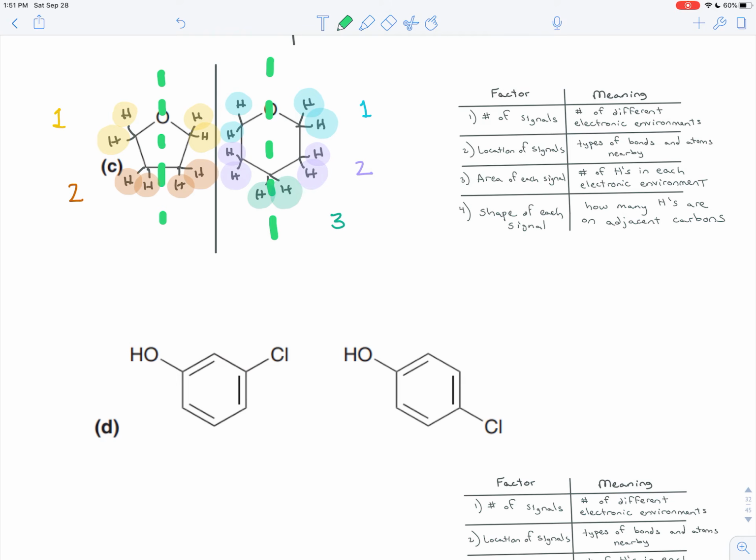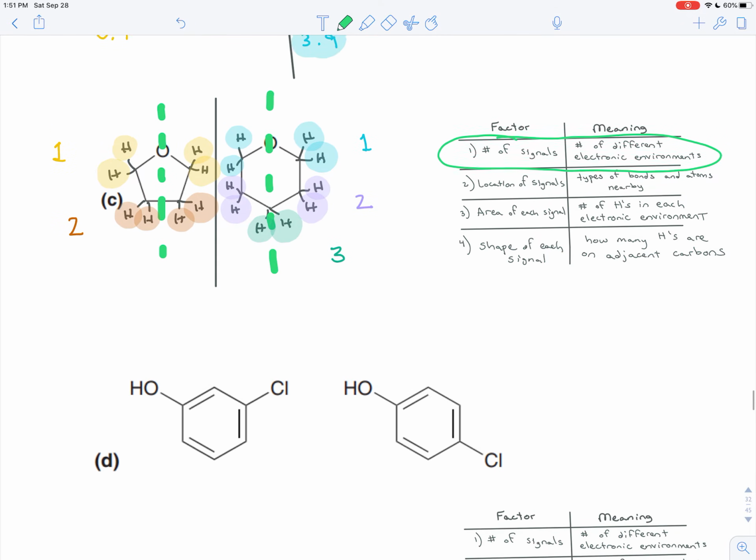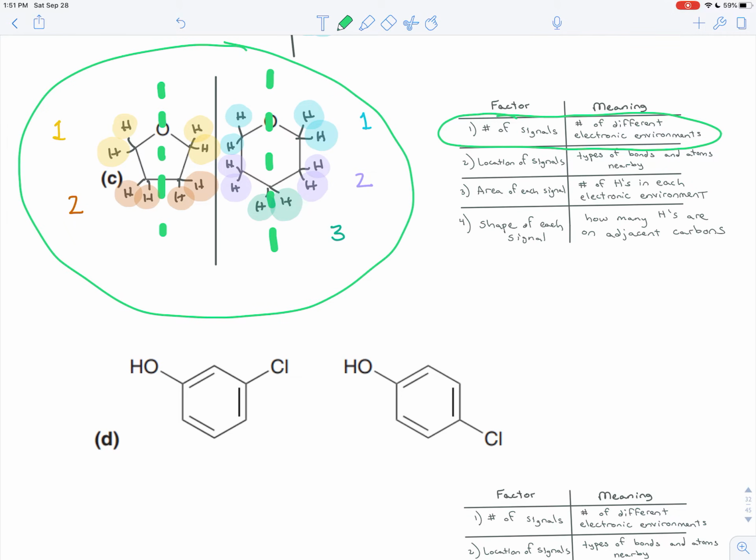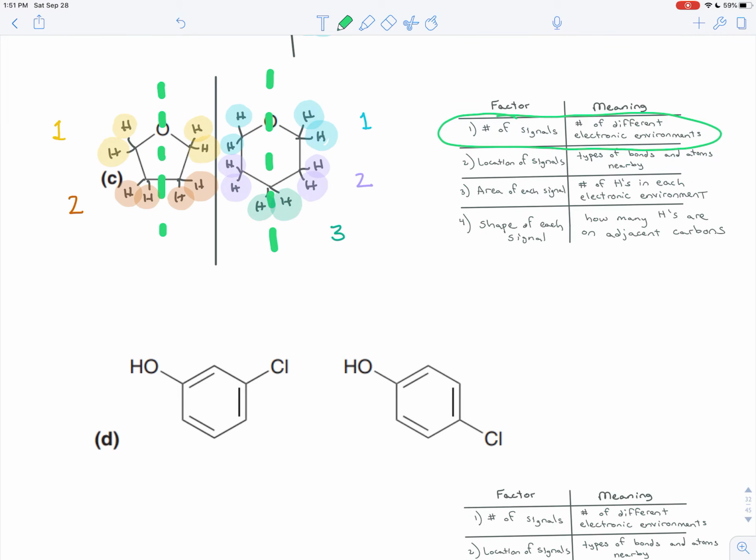So because there are different numbers of signals for these 2 structures, that's enough to tell them apart. So you could say, how can you tell these 2 molecules apart using NMR? Well, the molecule on the left would have 2 signals, the molecule on the right would have 3 signals, and you would want to show your work to justify that statement.